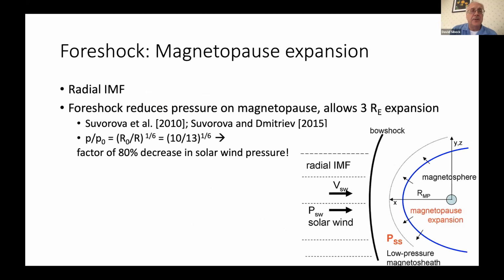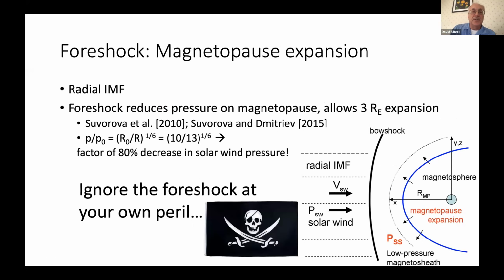How big of an effect could it be? Well, here's a paper that says during a period of radial IMF, the magnetopause expanded 3 Earth radii outside of its typical position. Well, that would be an 80% decrease in solar wind pressure. So this is a big effect. The foreshock should not be ignored. And you'll ignore the foreshock at your own peril if you're seeking to understand the solar wind magnetosphere interaction. It generates big pressure changes on the magnetosphere, sometimes localized, sometimes global.